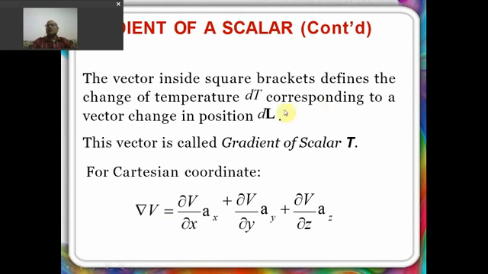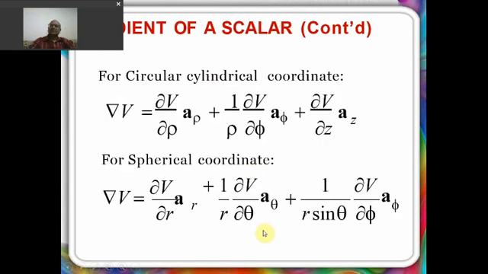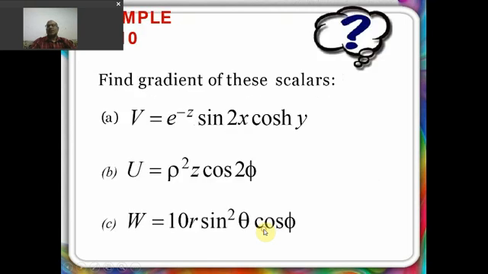So it is basically the change of the scalar value corresponding to a vector change in the position, right? So that we need to take into account. A few examples are: find the gradient of these scalars. The scalars are e to the power minus z, sine 2x, cos hyperbolic y. So these are the values. It is given in Cartesian, cylindrical, and spherical systems.